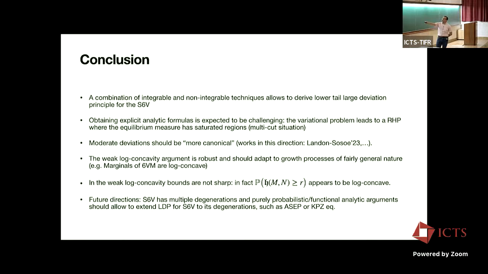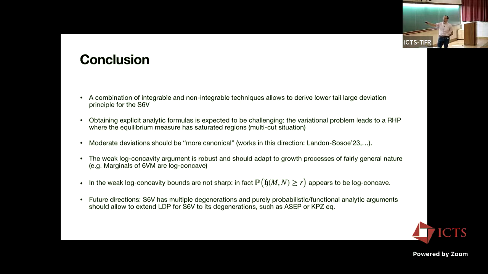So the argument that I provided for the weak logarithmic concavity is quite robust. You can use it to prove a priori convexity for the rate function of rather general growth processes, including higher dimensions. Or for example, you can prove that the marginals of the 6-vertex model, not the stochastic 6-vertex, the 6-vertex model, for example, the model discussed by Philippe, are themselves log concave. And one thing that I already commented on is that the log concavity bounds are not sharp.